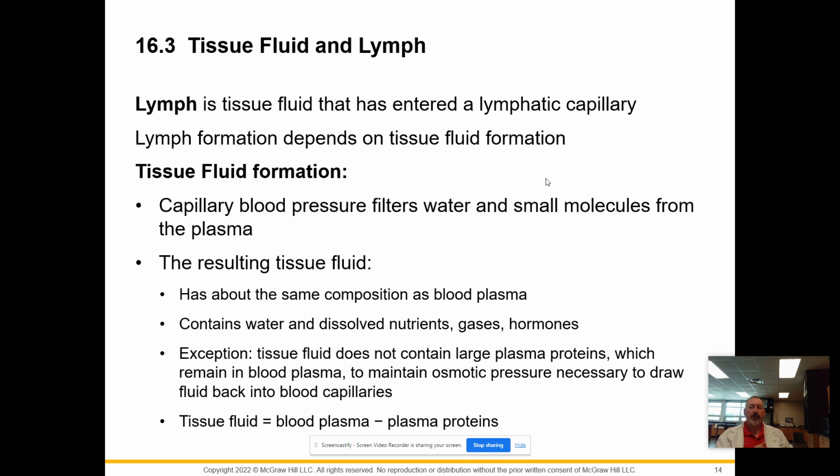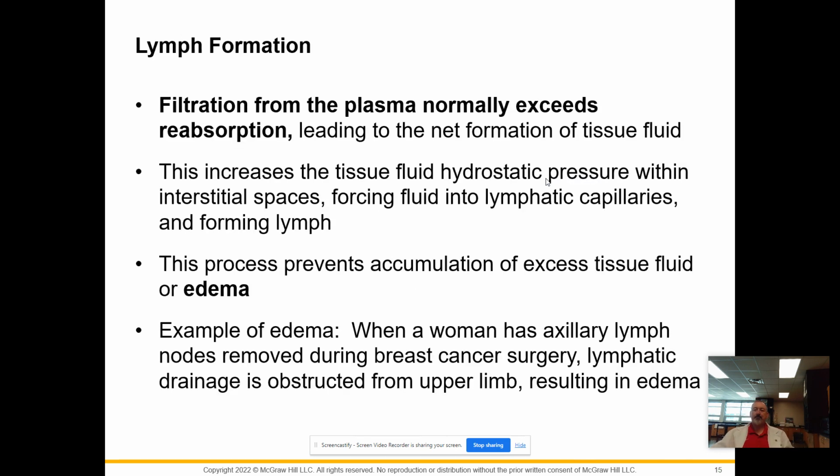So the tissue fluid is going to be the blood plasma minus the plasma proteins. Those plasma proteins are big and they don't escape. And that's going to create that colloid osmotic pressure, which is going to be good in helping that fluid naturally flow back into the capillary.